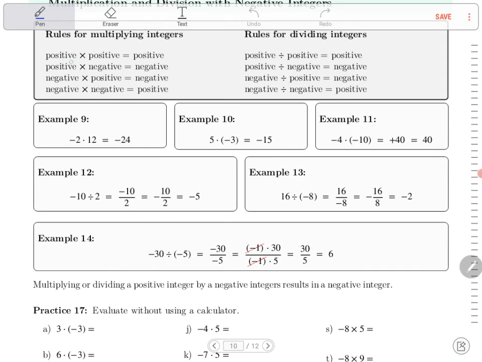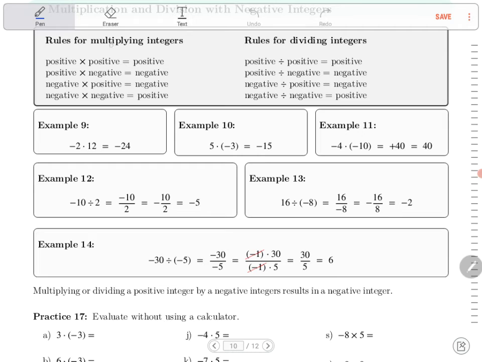With both dividing and multiplying integers, the rules are basically the same. If both of the integers that you're dividing or multiplying are positive, then the answer is positive. If both of them are negative, then the answer is also positive. But if one of them is positive and the other is negative, then the answer is negative.